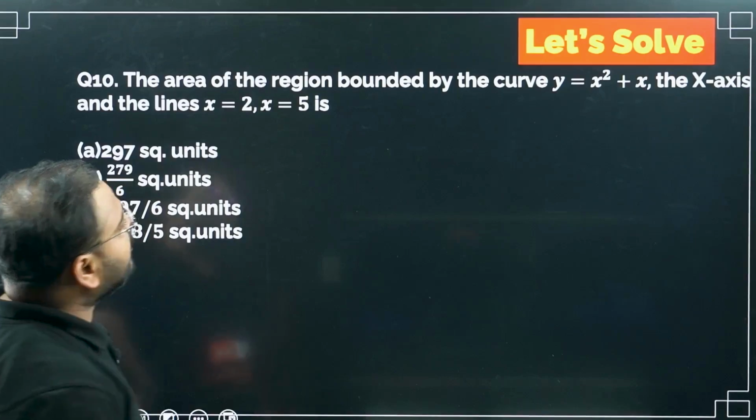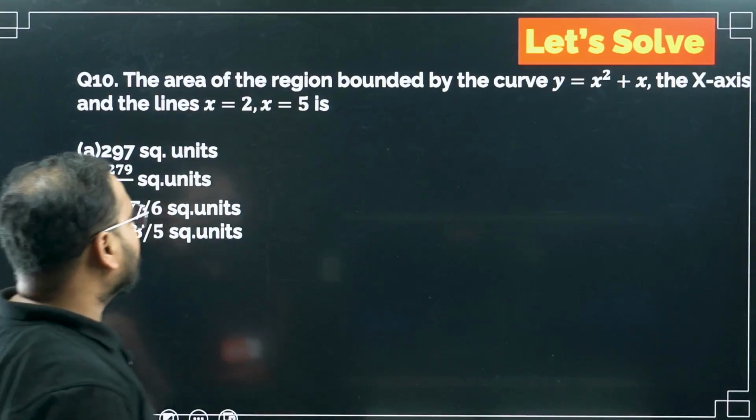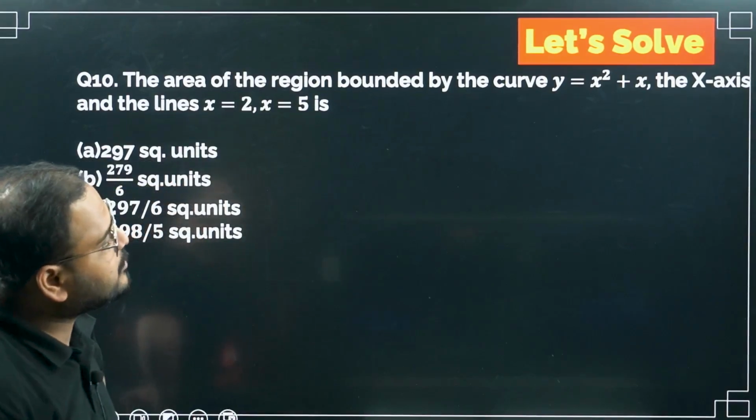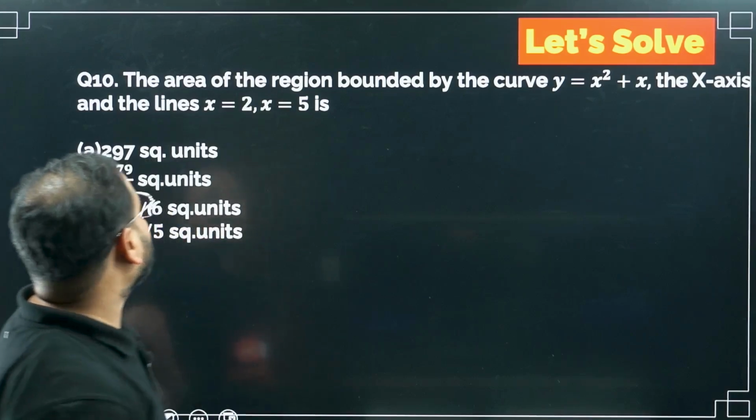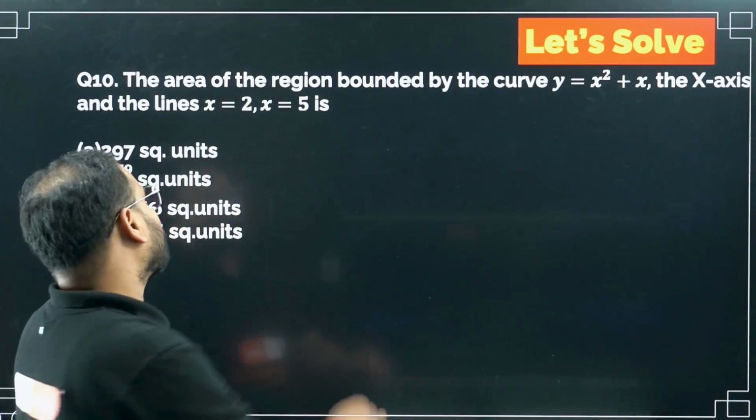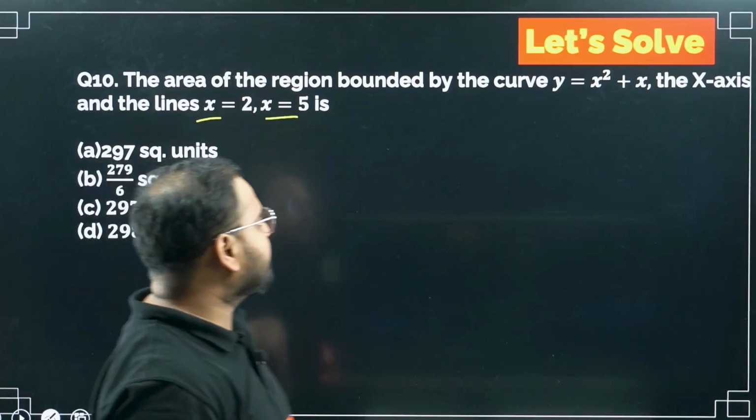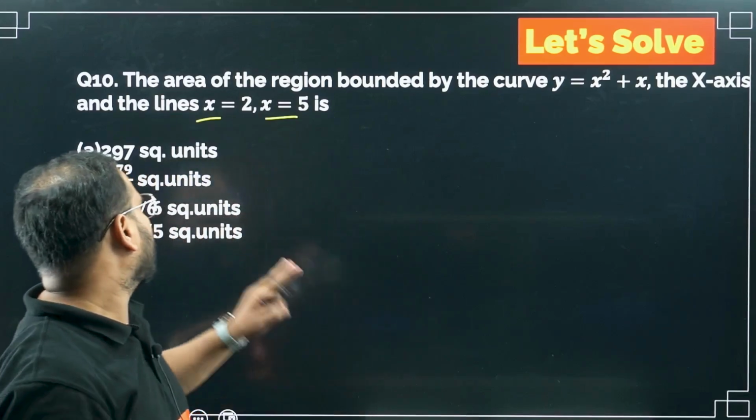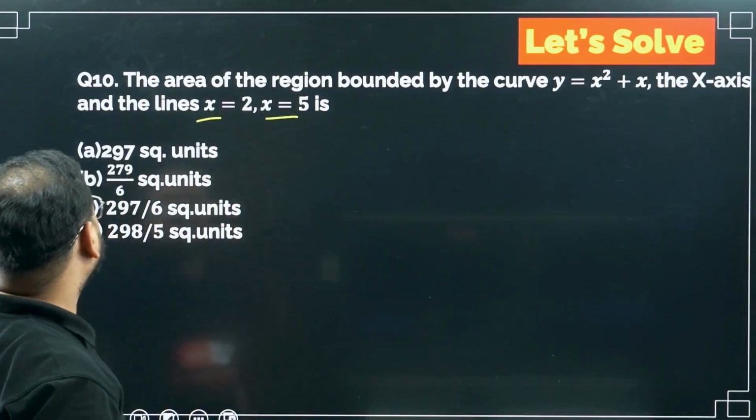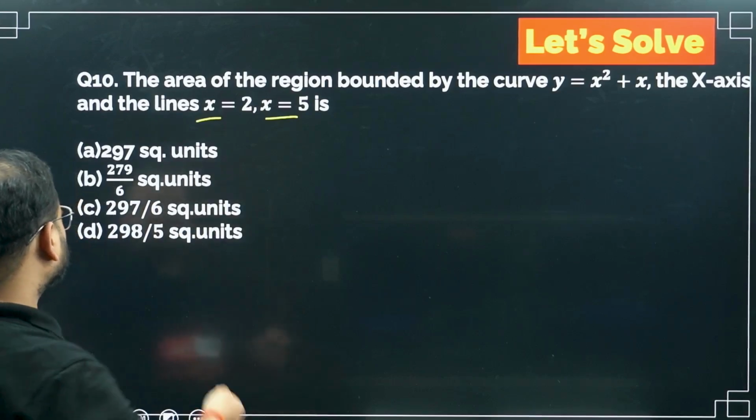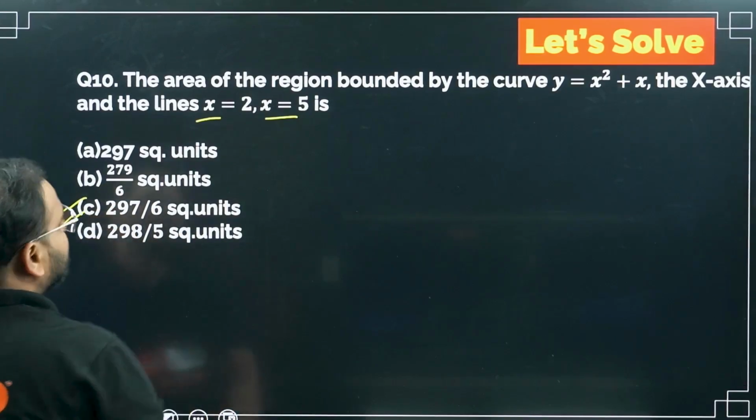The area of the region bounded by the curve y equals x square plus x, the x-axis and the lines x equals 2 and x equals 5. This is a very good question. If you solve this directly, you're going to get the answer. I think your answer should come like this. We'll see, either C or D. I think C should come. C should be the answer.